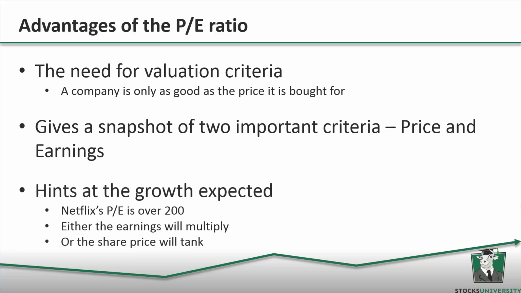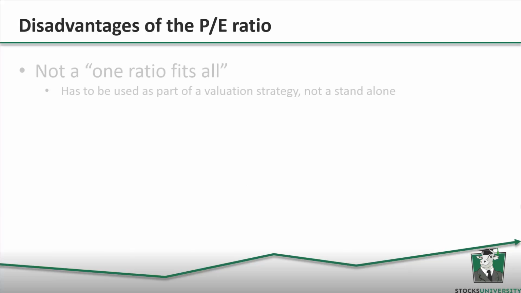It also hints at the growth expected from a company. Given the S&P's PE ratio of 25, if I tell you that Netflix's PE ratio is over 200, it tells you a lot. Netflix is expected to achieve high earnings growth over the coming years, or its share price would surely tank.